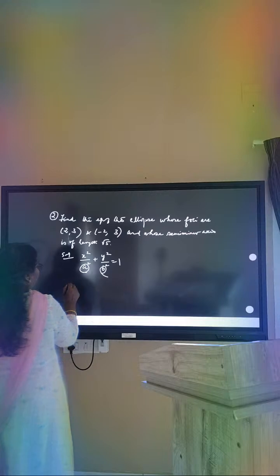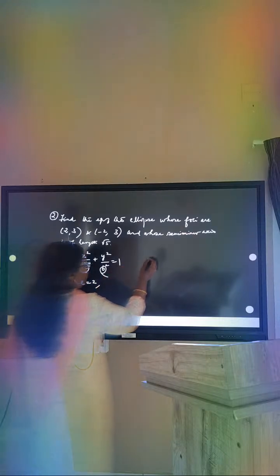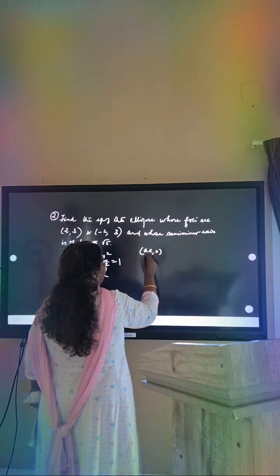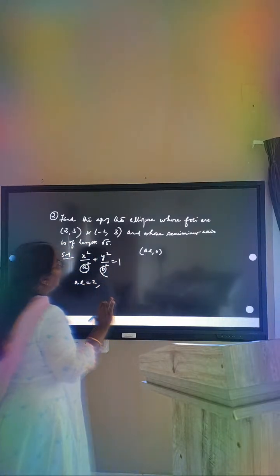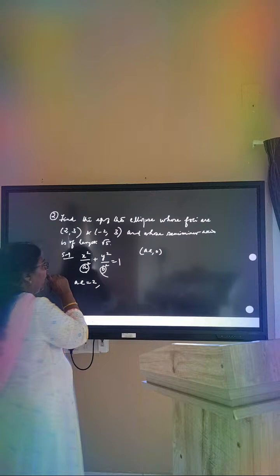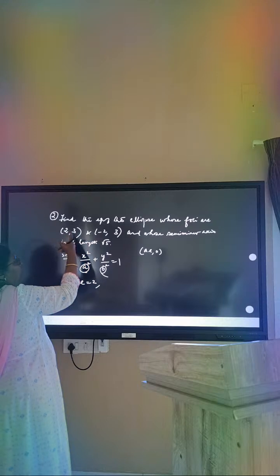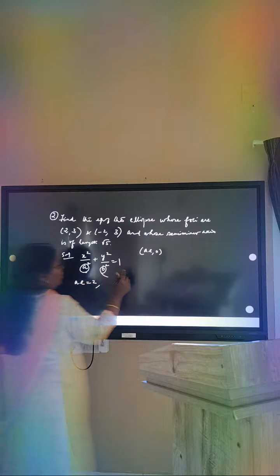And therefore, your ae is 2. Because generally for the equation of the ellipse, the foci are ae comma 0 and minus ae comma 0. So your ae is equal to 2. So that is given. And here it is not given as ae comma 0. It's 2 comma 3 and minus 2 comma 3. So it is shifted.